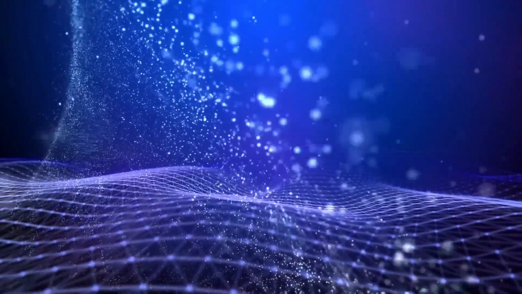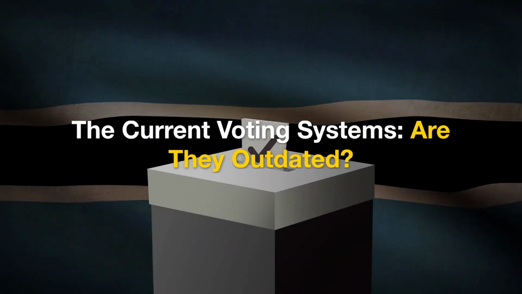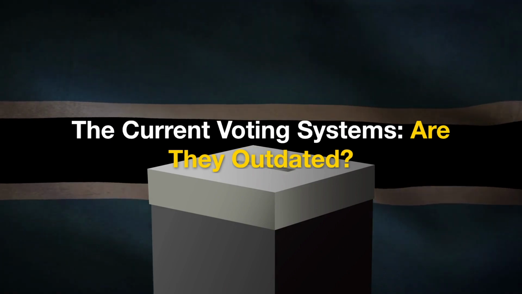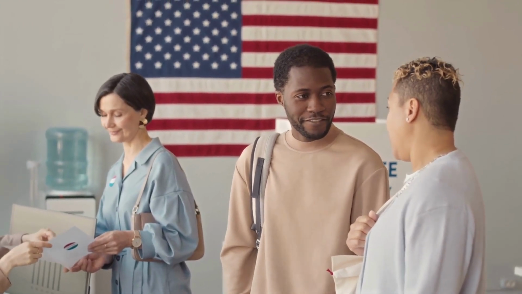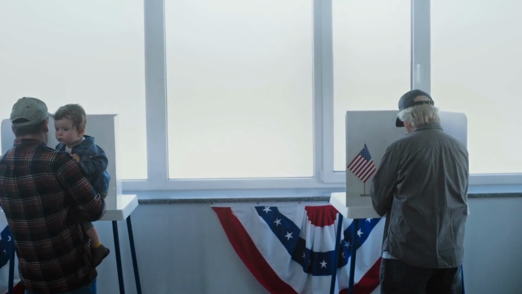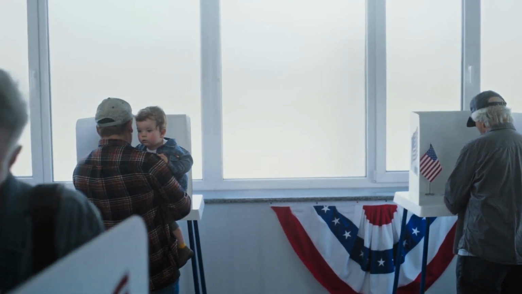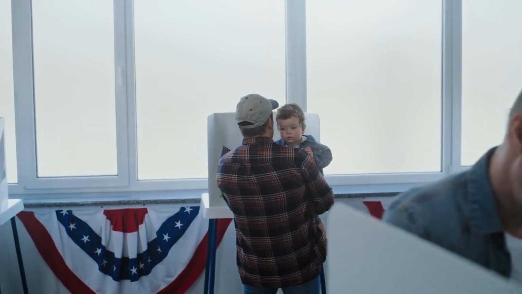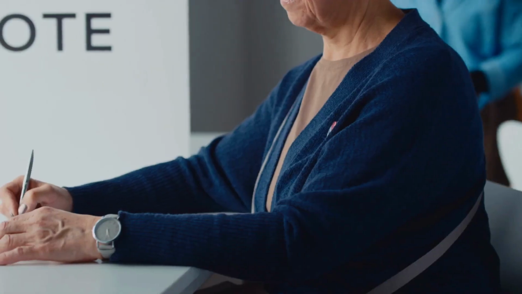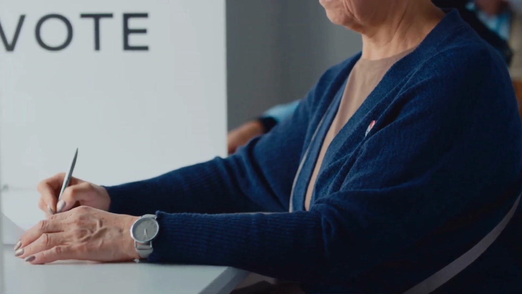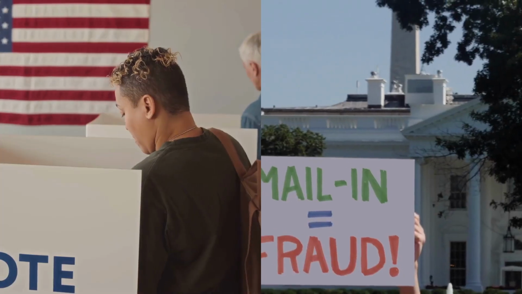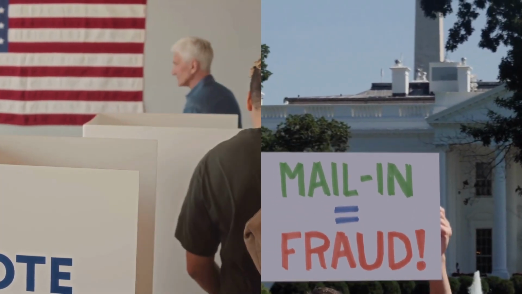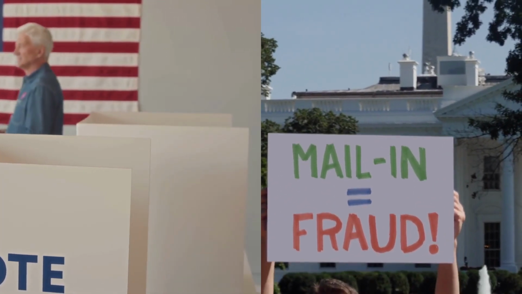Now let's dive into the content. 1. The current voting systems. Are they outdated? Let's start by taking a closer look at the systems currently used in U.S. elections. You might be familiar with electronic voting machines, paper ballots, and mail-in voting, but do you know how vulnerable these systems can be? Each method has strengths and weaknesses, but none are foolproof, and many have glaring issues that could undermine the integrity of our elections.